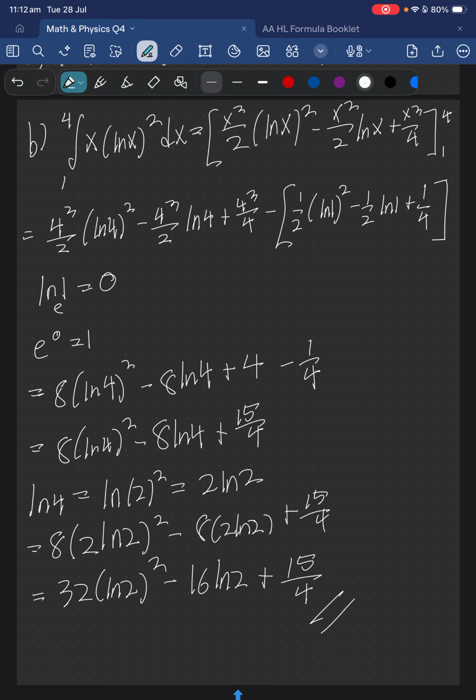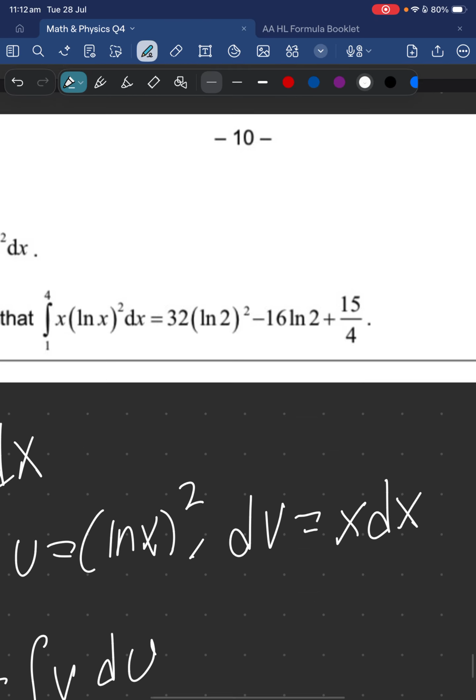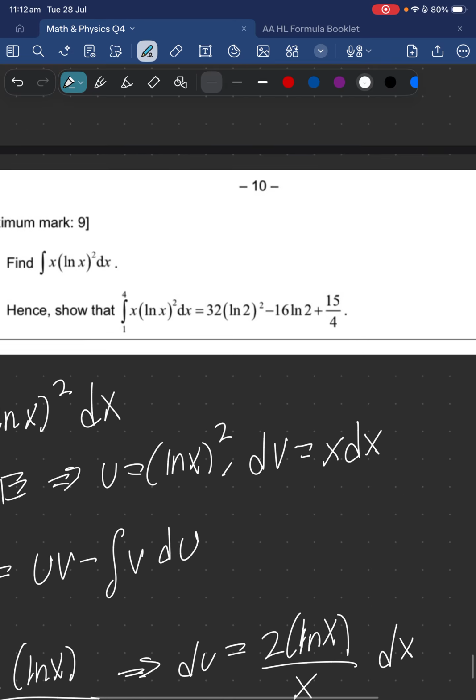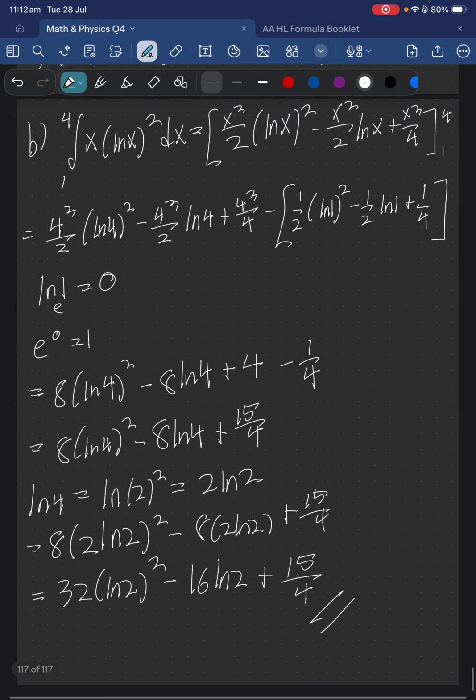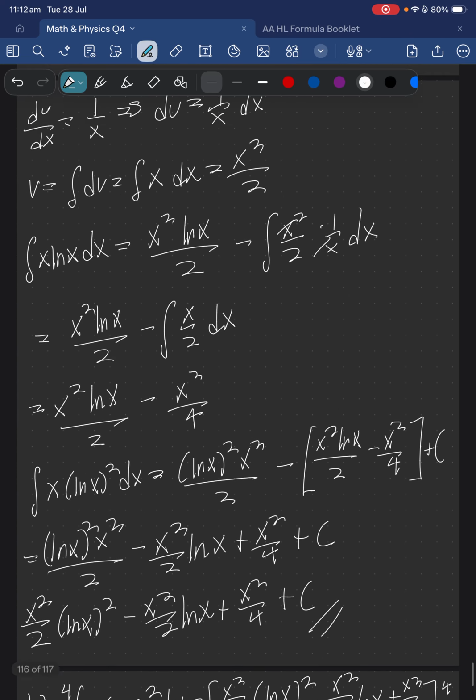Let's confirm if it's correct. 32 ln 2 squared minus 16 ln 2 plus 15 over 4. And yes, that is the correct answer. So this was a pretty difficult problem. There were a lot of steps involved for sure.